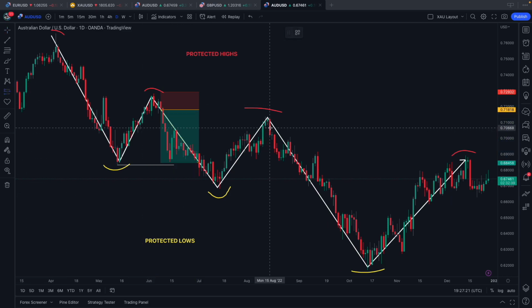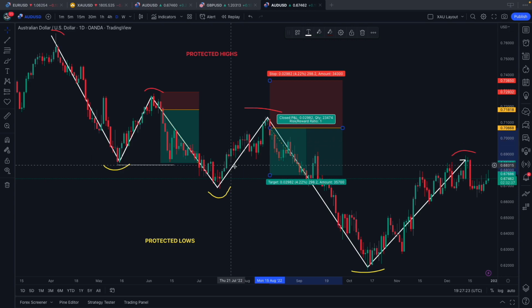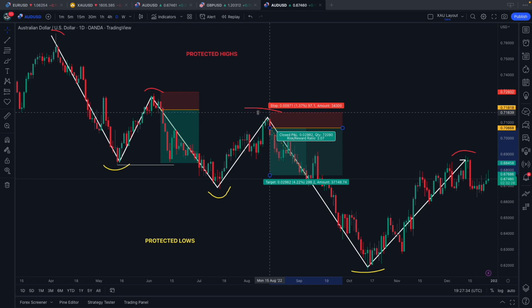Now again, we place another short position here because we understand that this correction has finished and we are expecting and anticipating the creation of its next impulsive wave. Again, where do we place our stop loss? Yep, as you said, just above this structural point here.